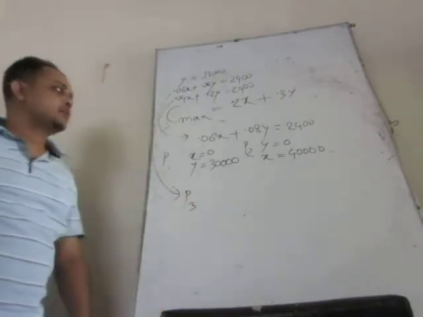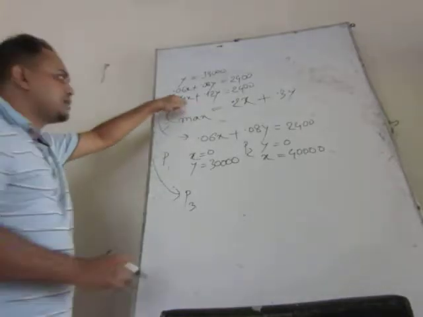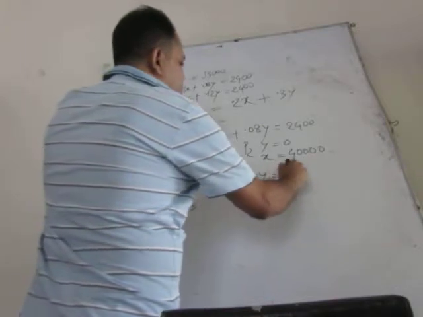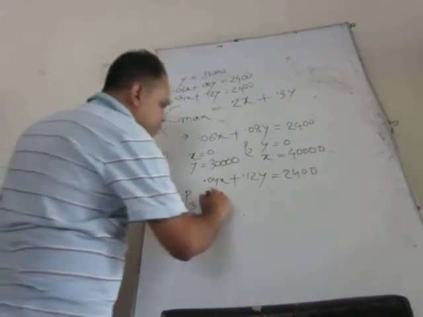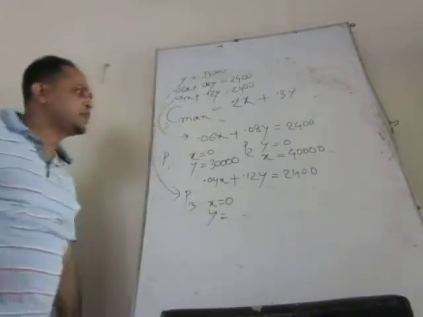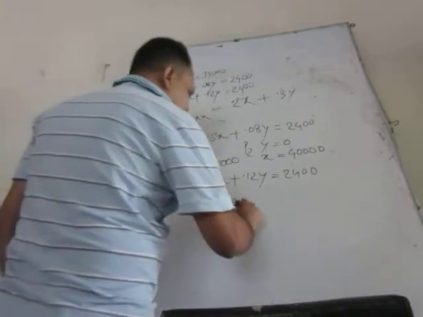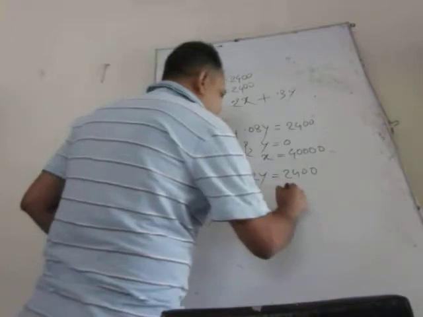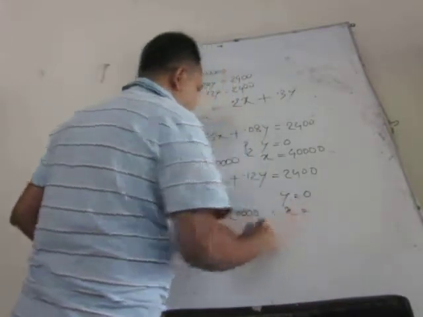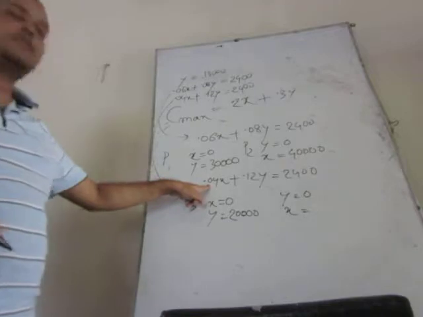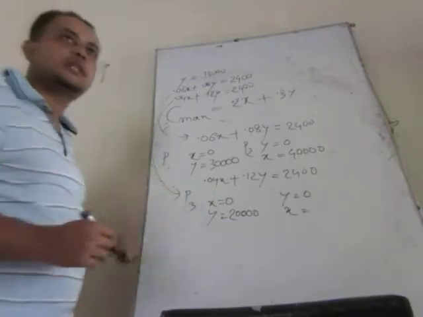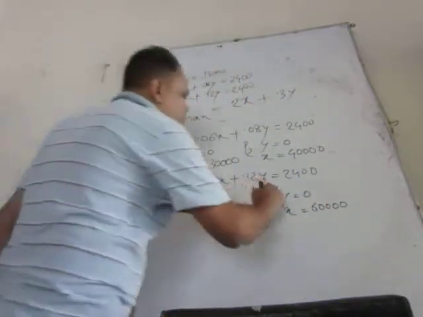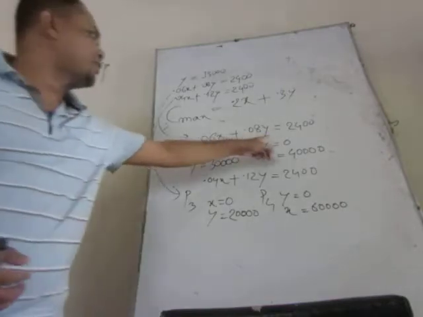Suppose this is P3. From the other equation, 0.04x plus 0.12y equal to 2400, when x equal to 0, y will be 20,000. Write these points down in a notebook. And if y equal to 0, then x equal to 2400 divided by 0.04, which is 60,000. Just write down this is P4. So write down these 4 point coordinates.